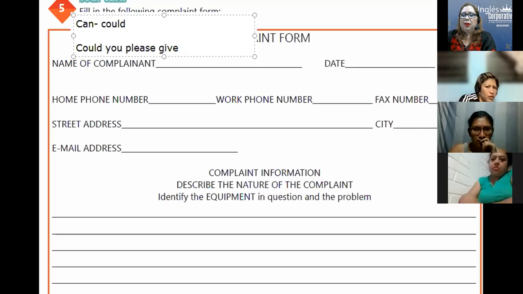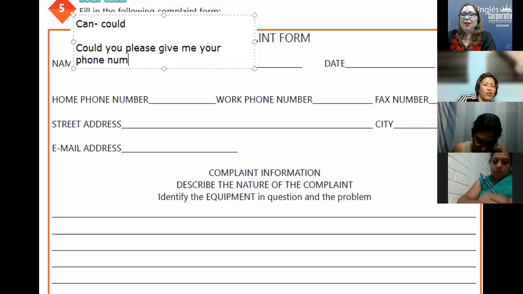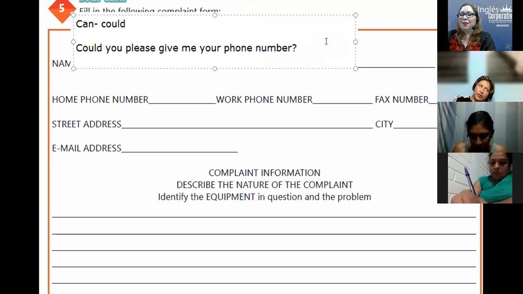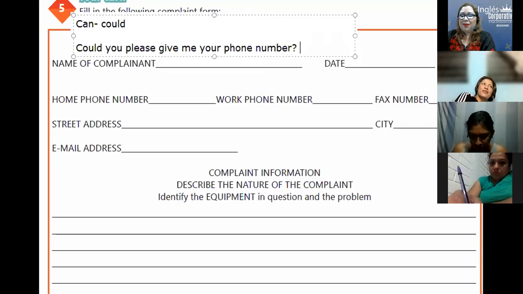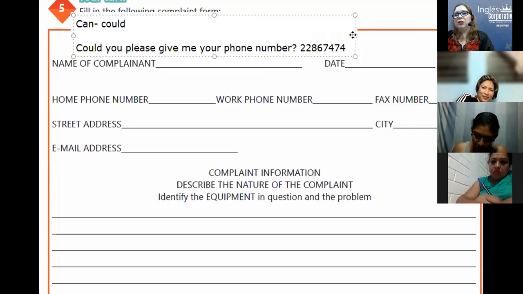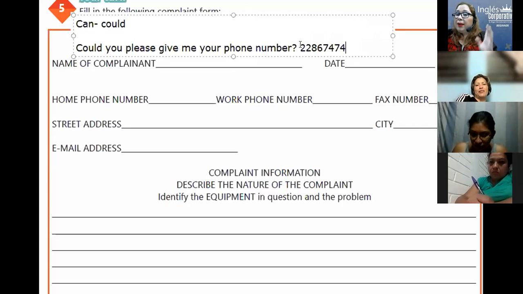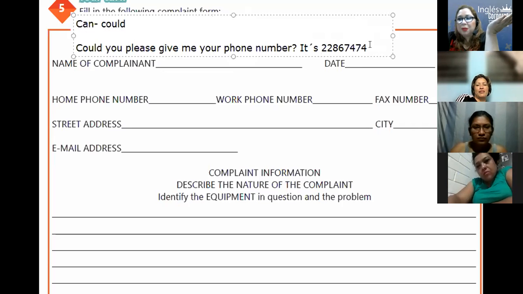My number is... My phone number is 2-2-8-6-7-4-7-4. Like this. 2-2-8-6-7-4-7-4. Okay. So remember to say it's easier than my phone is.